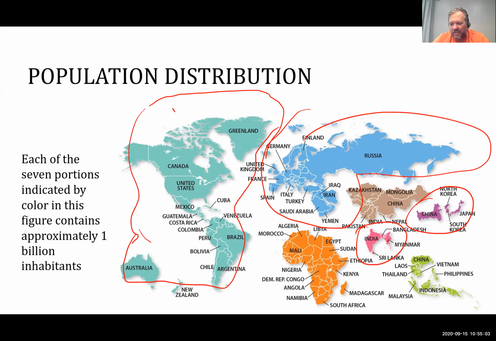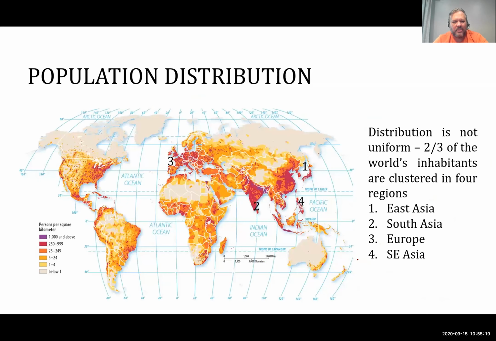And so again, when we look at China and India, they are by far the most densely distributed population areas in the world. And here's China as well, and Indonesia. So again, population distribution, 2/3. So this is where everybody's located.